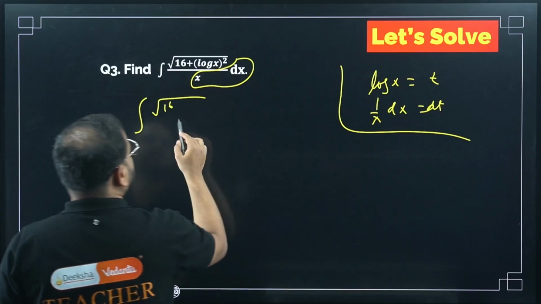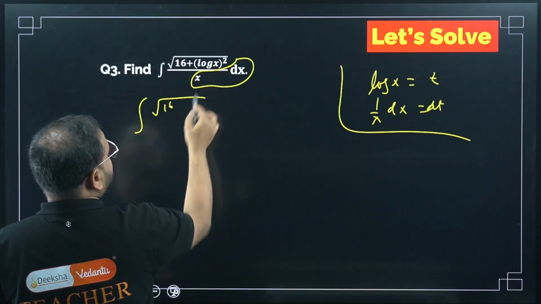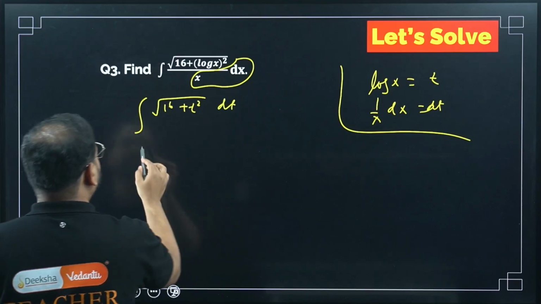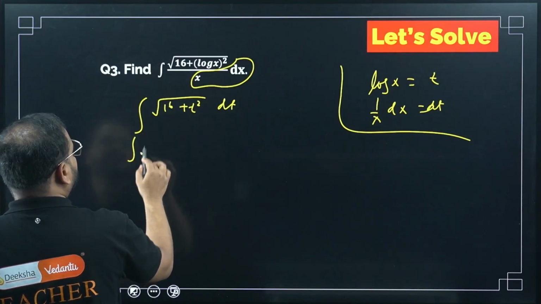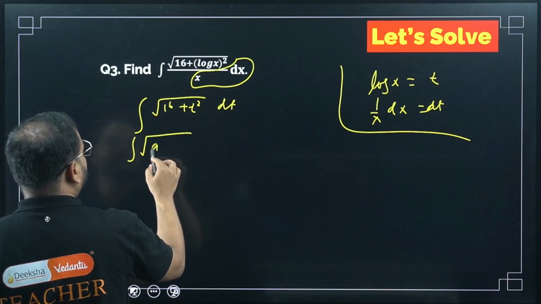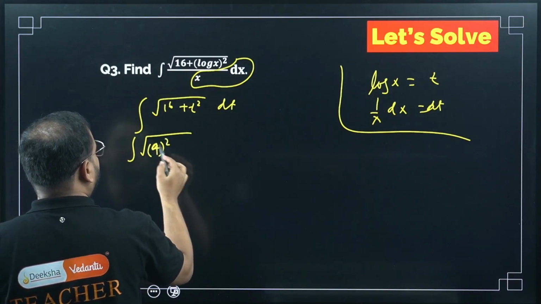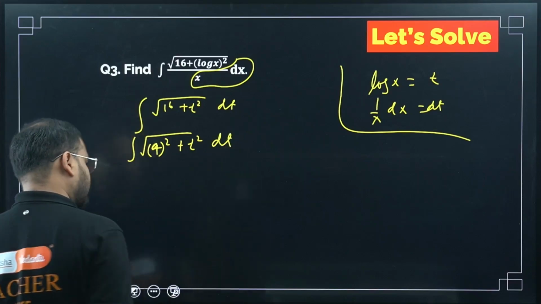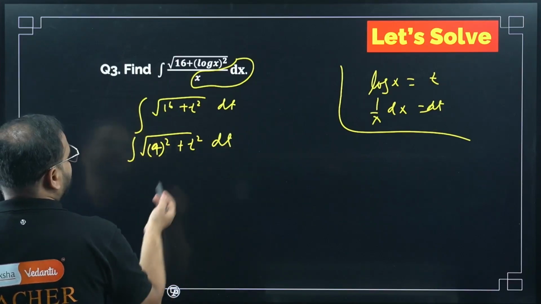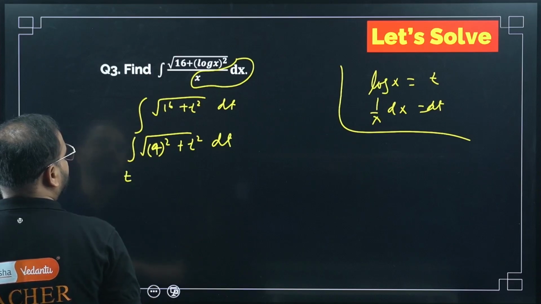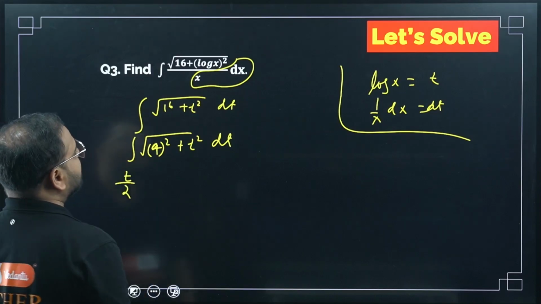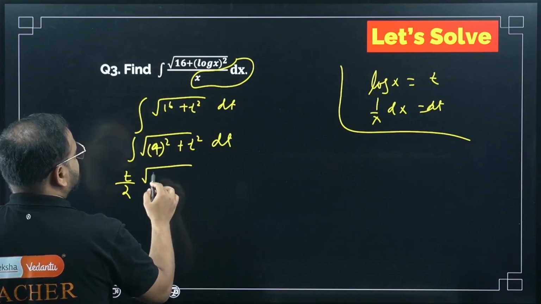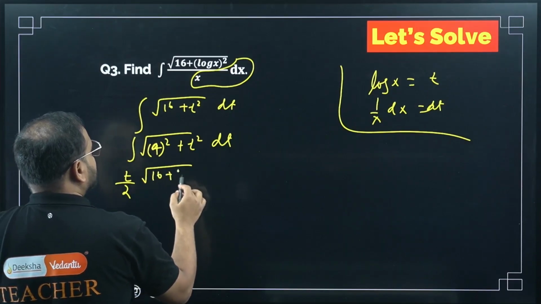So 16 plus this is t, so t square. This is dt. How much is it going to be? Please check. Simply, integration of a square, how much is that? 4 square plus t square. What's the formula for this? The formula for this is x by t. What is x? So t by 2. What's t in this case? Log x. Okay, I'll write it next time, no problem. So 16 plus t square.